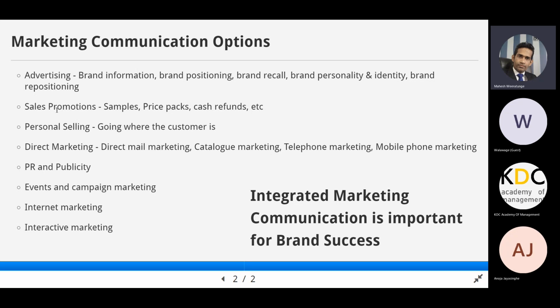So then sales promotion means what? Short-term motivation they give. Short-term motivation they give, right?